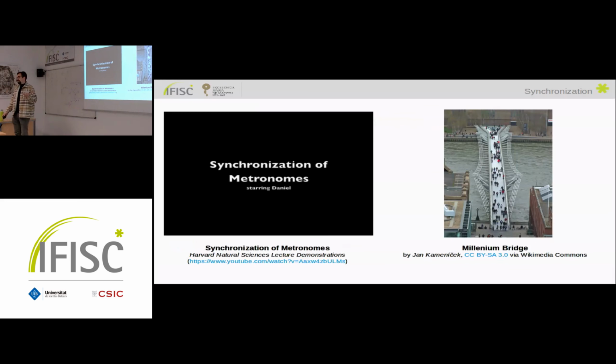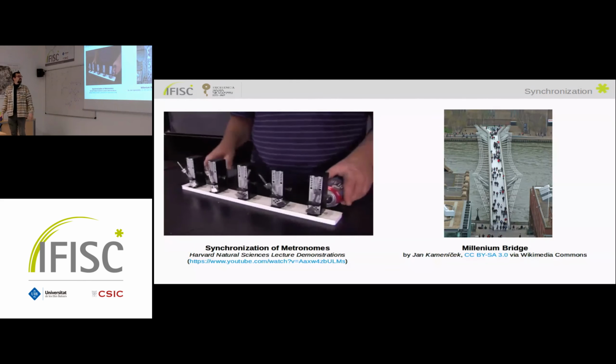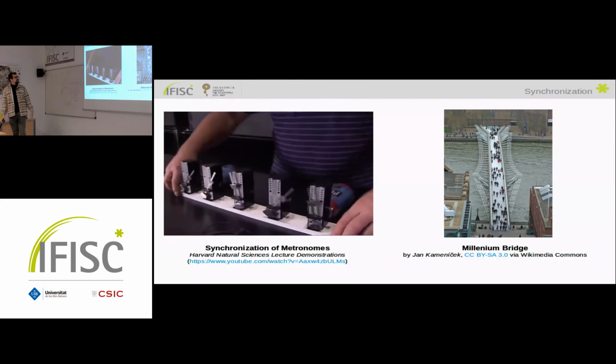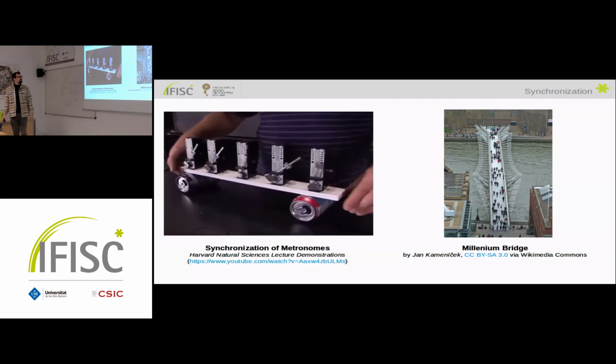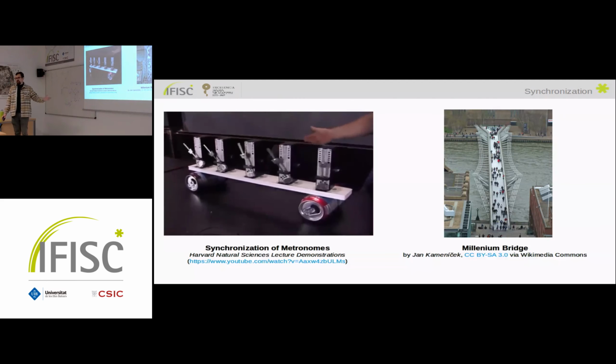Probably some of you, or maybe even most of you, are somehow familiar with synchronization. But just to give a brief review, in a typical synchronization problem, we have two or more systems that are originally doing some movement. And if we plug some kind of interaction between these different systems, we can get them to do exactly the same movement at exactly the same time, as you can see here in these metronomes. So this is a typical example of synchronization.